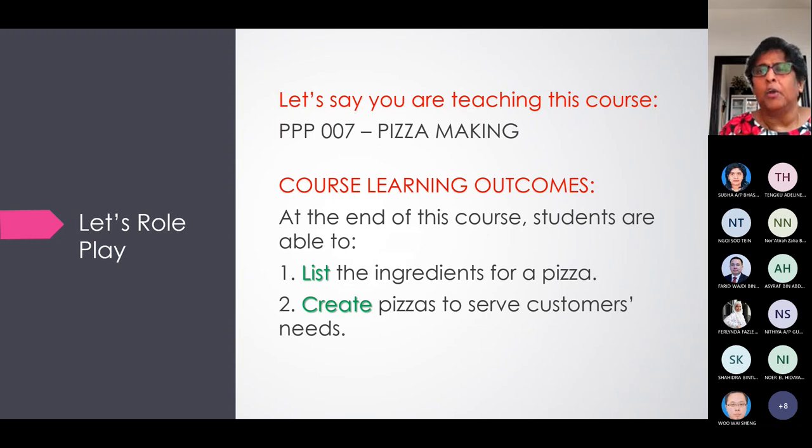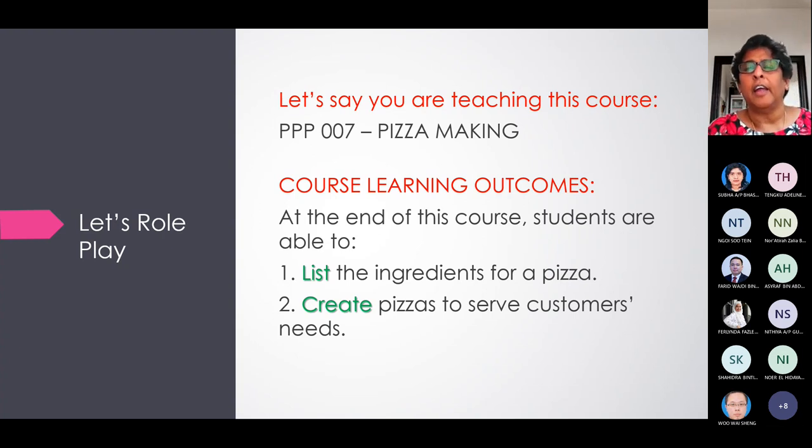Okay, let's say now we're going to role play, okay? I want to show you how you can do your learning outcome. Remember the backward design. When you have a backward design, always look at your course learning outcomes. Okay, let's say now your course is pizza making. You are teaching, I would say I like food because everybody knows what a pizza is, right? So roughly, okay, roughly.